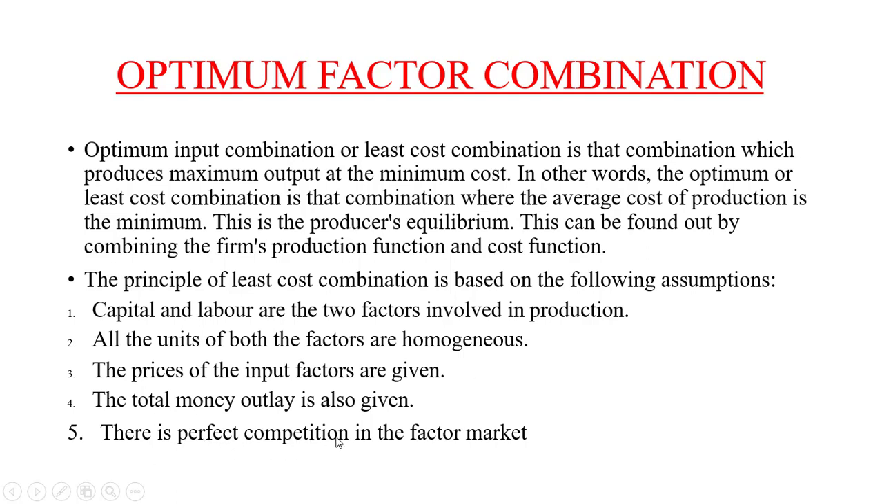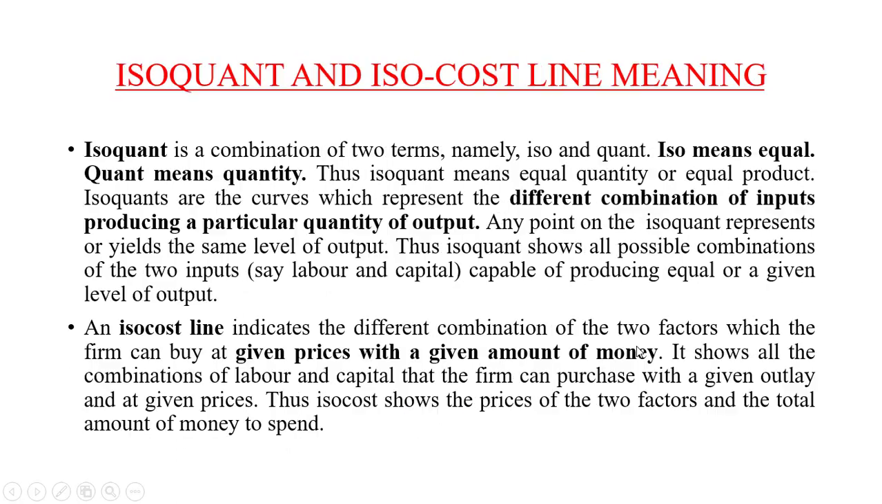This perfect competition market structure will be discussed in your later chapters, and you have to understand the meaning of these terms very, very clearly. So this is the optimum factor combination, and these are the assumptions also you have to be very clear about. So hope this is clear. And okay, last one, it is still there.